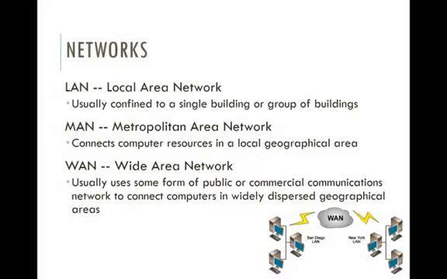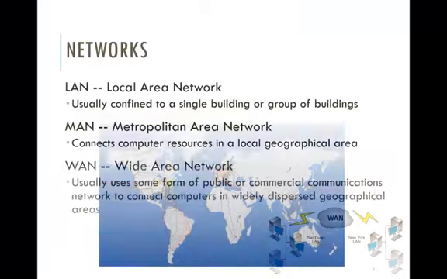When we're talking about networks, we have three main kinds: a local area network, metropolitan area network, and wide area network, known as LAN, MAN, and WAN. LANs are usually confined to a single building or group of buildings and are used in an organization. MANs connect computer resources in local geographical areas, and WANs use some form of public or commercial communications to connect computers in a widely dispersed area.